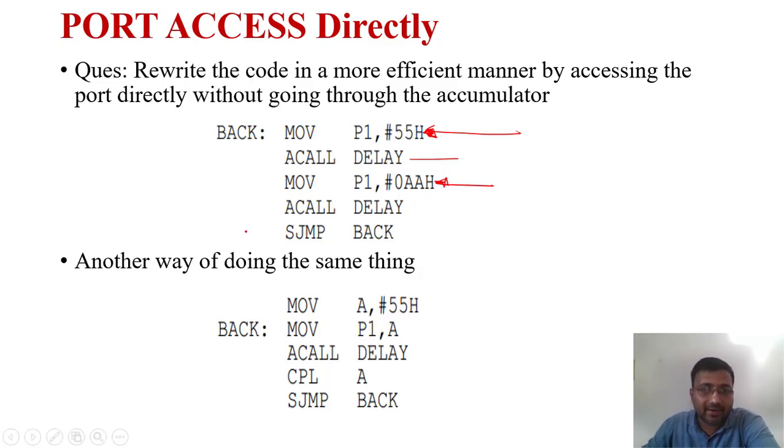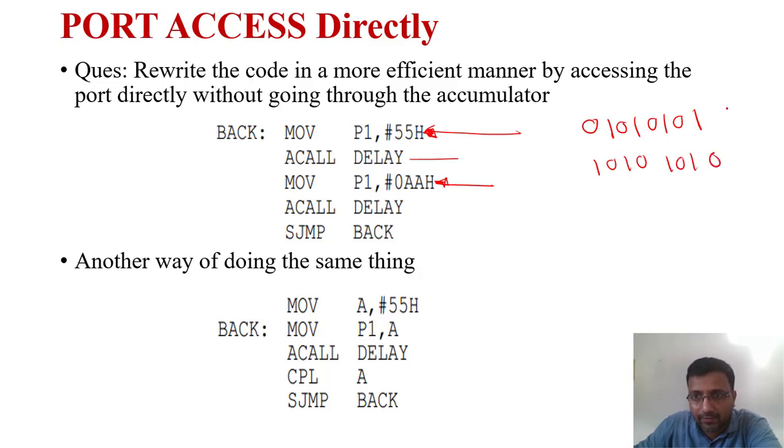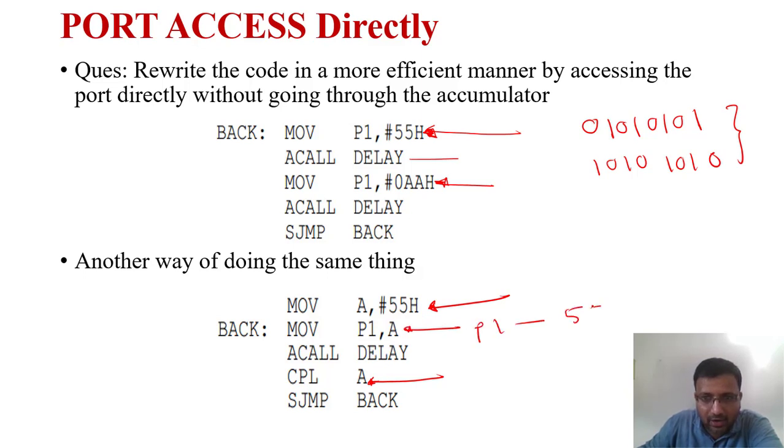So the same thing we can complement. The 55 means the value is 0 1 0 1 0 1 0 1, and AA means 1 0 1 0 1 0 1 0. So if you look at these two values, these are exactly complements of each other. So with this instruction we can complement the A. So instead of sending AA again, what I can do is load the accumulator with 55, send it to port 1. So port 1 contents are 55 now. Okay, and call delay. After that complement the A.